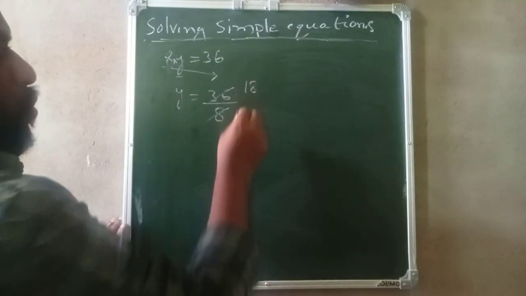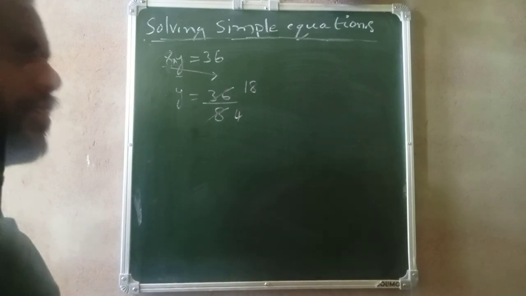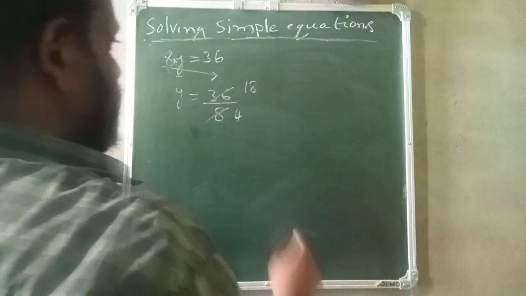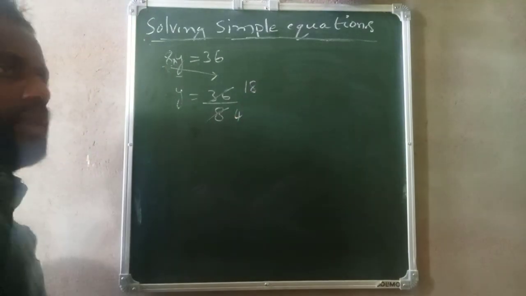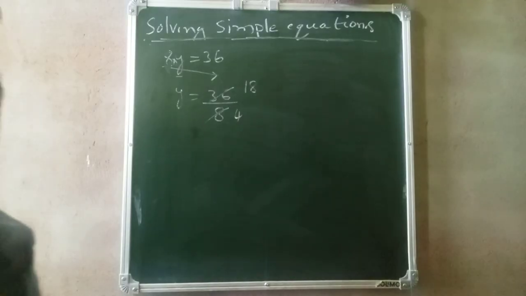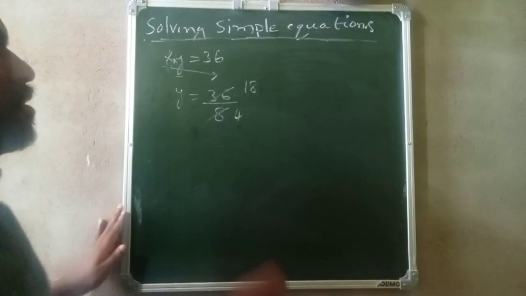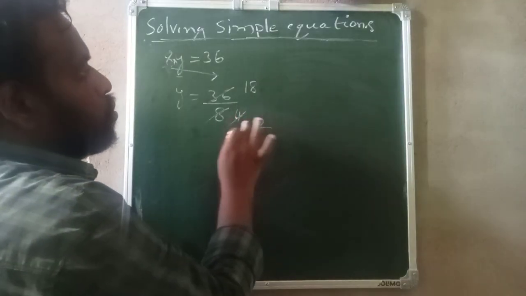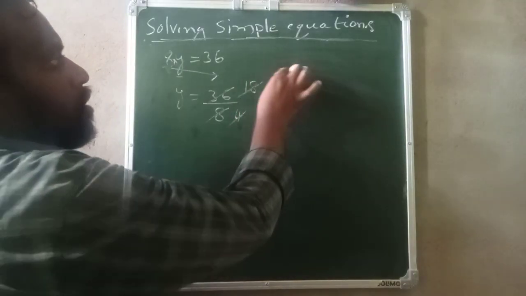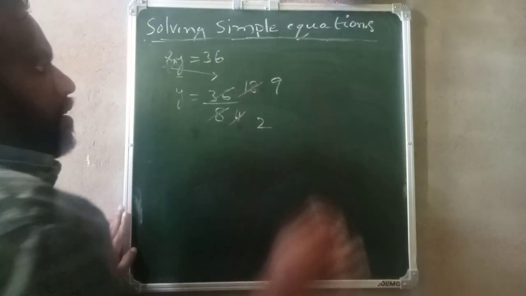Next we get 18 on top, 4 at the bottom. Again think about a number that can divide both 4 and 18 completely. 2 only. So 2 can divide 4 completely, and 2 can divide 18 completely. So 2 2s are 4 and 2 9s are 18.